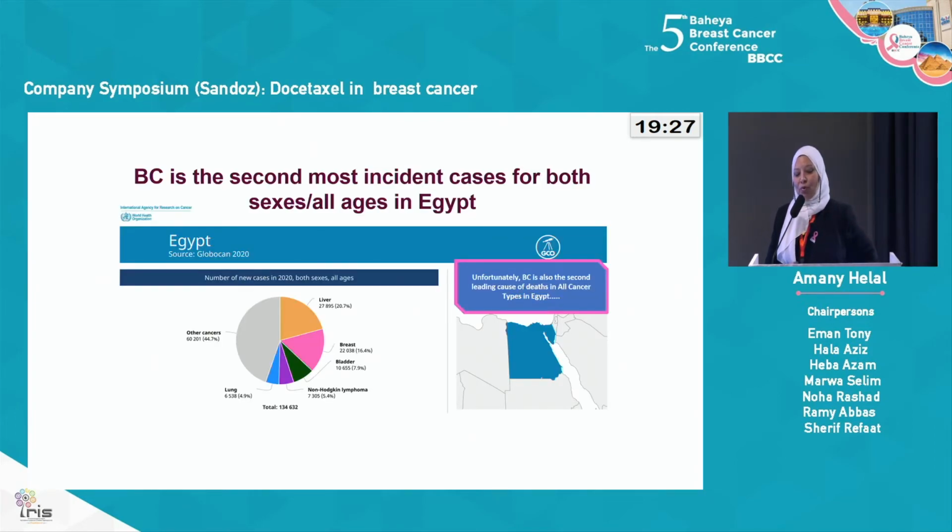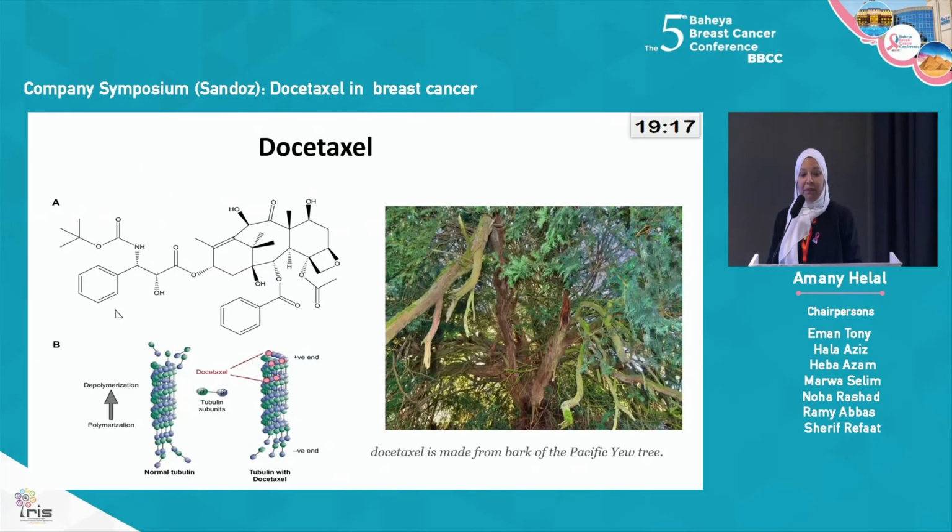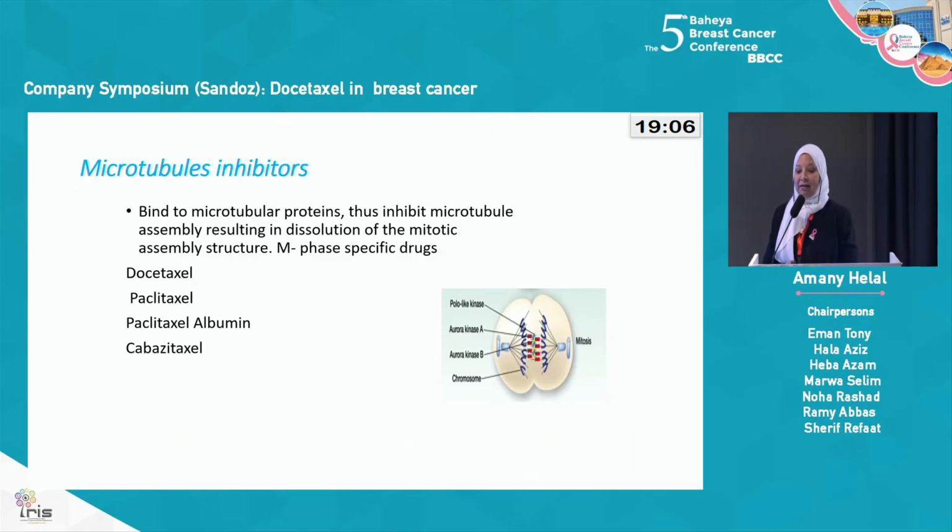Docetaxel in breast cancer. We all know that breast cancer is the second most incident cancer for both sexes and all ages in Egypt, and it is the most common cancer affecting females worldwide, not only in Egypt. Docetaxel is made from the bark of the Pacific yew tree, so it is a semi-synthetic product, and it acts by stabilizing the microtubules, interfering with cell division and ending with apoptosis. It's an M-phase specific drug, together with paclitaxel and cabazitaxel.